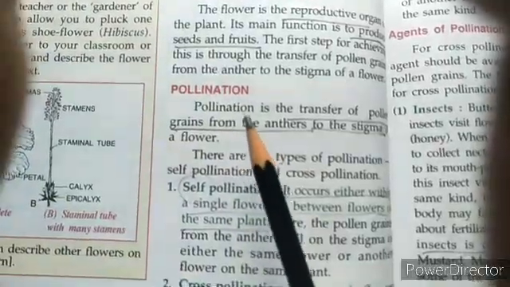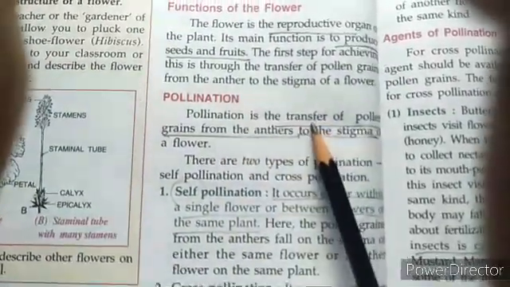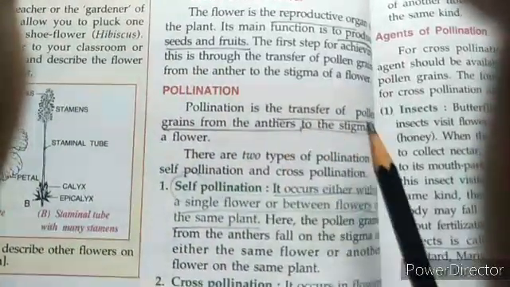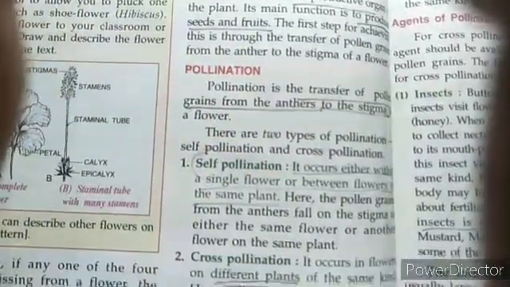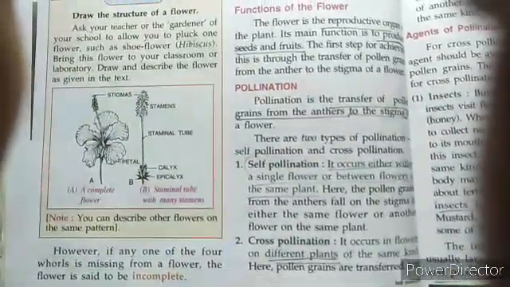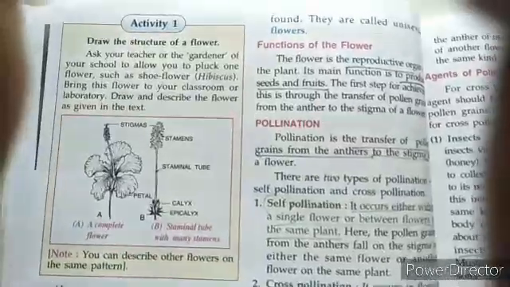Let's again go through this. Pollination is the transfer of pollen grains from the anther to the stigma of a flower. So I hope this is clear. We have easily understood about this.